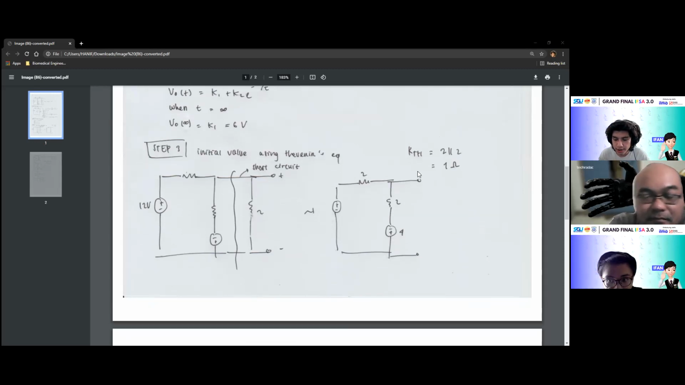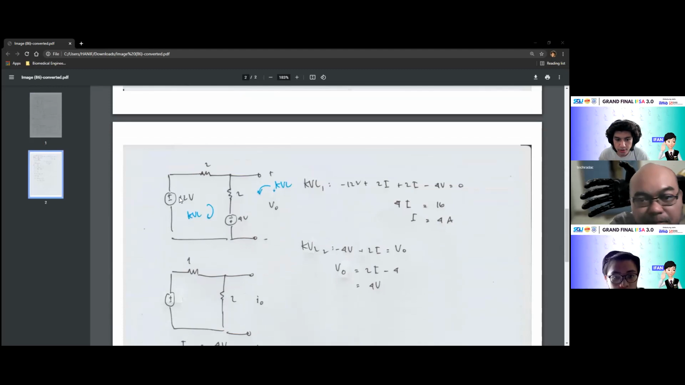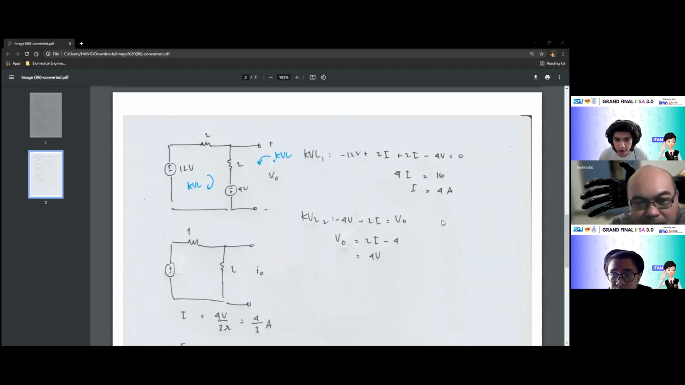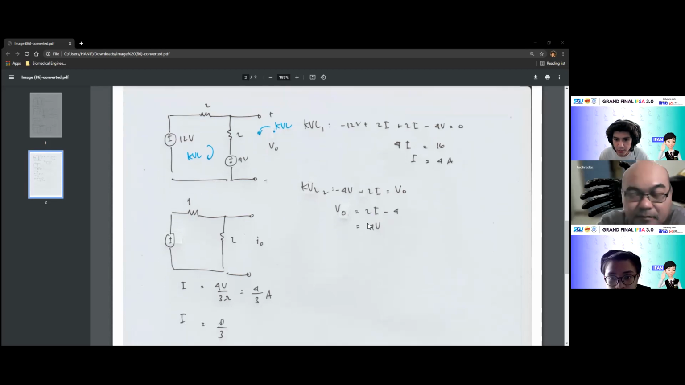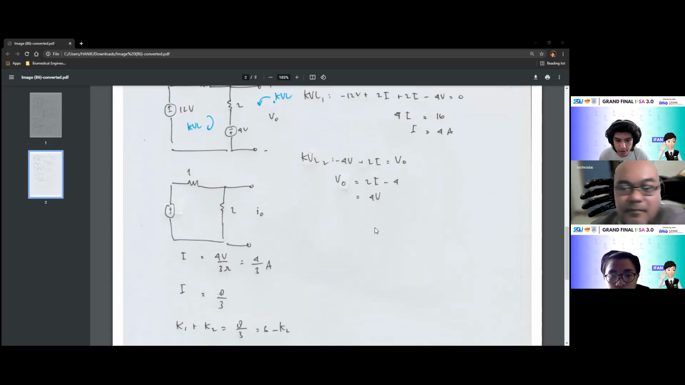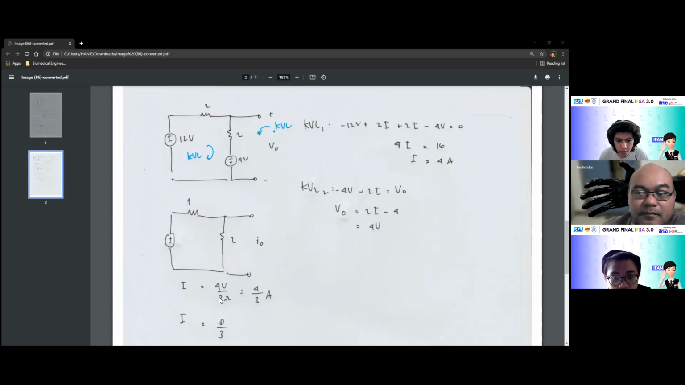We get the RTH here, and also we apply the KVL, so we find the current that is going through here. After that, we find the current equals 4 ampere, and we do the KVL again to determine the VO. Just simply input the KVL equation and the value of current, and we get the VO equals 4 volt. So the I here equals 4 over 3 ohm.